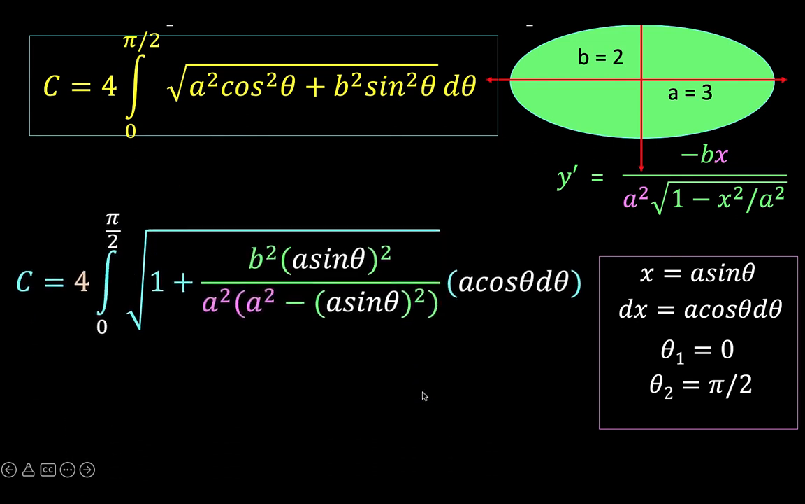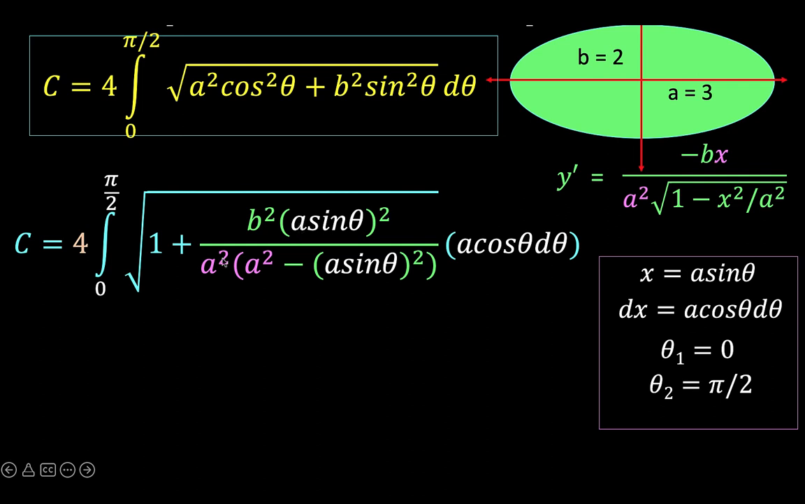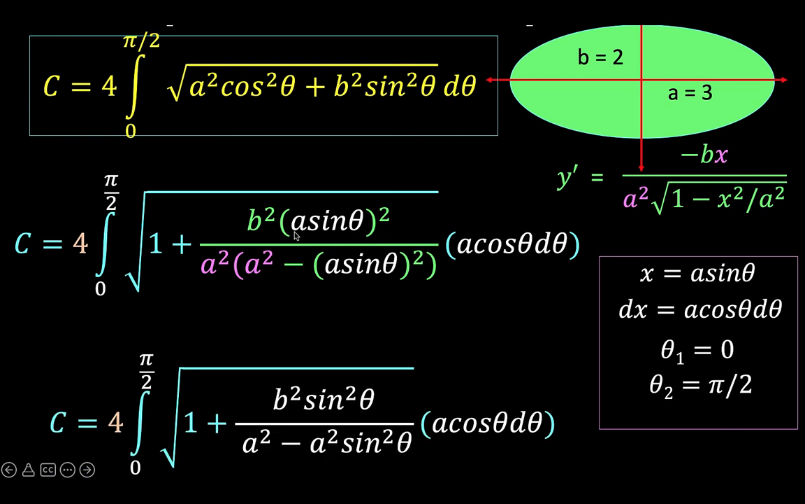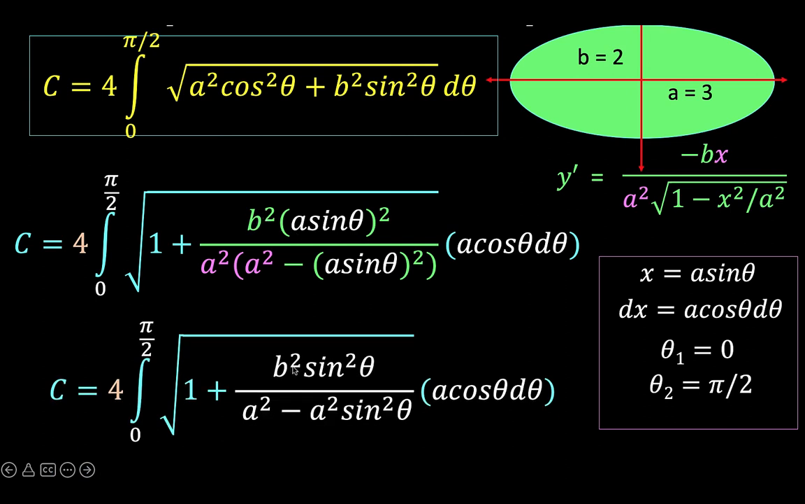Now let's simplify this. If we square a and there's an a squared here in the denominator, that a squared would be cancelled out. So for our numerator, we only have b squared times sine squared theta. This a squared and this a squared are cancelled out. Then at the denominator, we square a to get a squared, and we square sine theta to get sine squared theta. All the rest are copied.